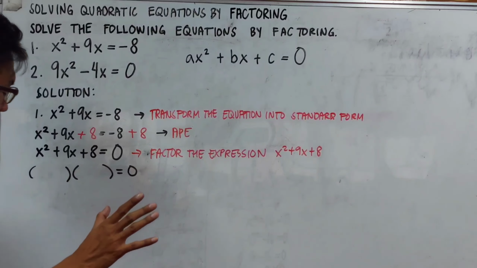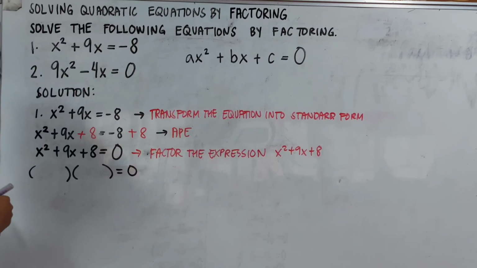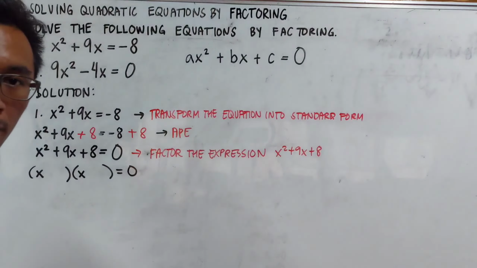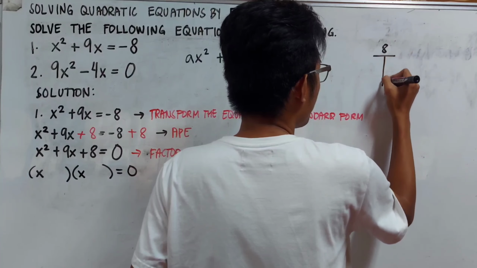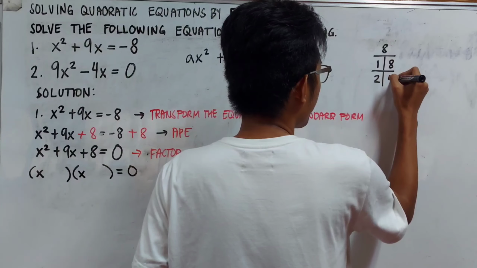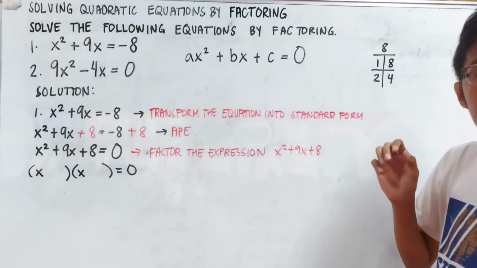So, una nyong ipapactor is yung first term, x squared. Ano yung factor ni x squared? We have x and x. Now, ang susunod yung ipapactor is yung 8. What are the factors of 8? We have 1 and 8 and 2 and 4. Ito yung mga factors niya. These are the factors of 8, 1 and 8, and 2 and 4.